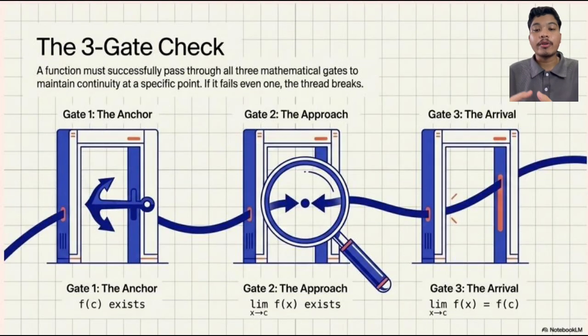To maintain continuity at any specific point, a function must pass through all three mathematical gates. Gate number one is the anchor: f(c) must exist. Gate number two is the approach: the limit as x approaches c must exist. Gate number three is the arrival: the limit must exactly equal the function value. If it fails even one, then the thread is broken.